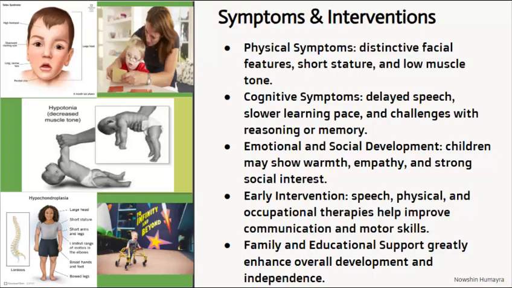Symptoms and interventions. Physical symptoms could be distinctive facial features, short stature, and low muscle tone. Cognitive symptoms can be delayed speech, slower learning pace, and challenges with reasoning or memory. Emotional and social development: children show warmth, empathy, and social interest.